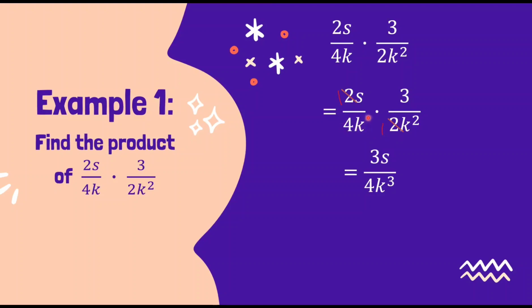So, ito ay may 1. And then, 1 plus 2, we have 3. Kaya siya naging 4k cubed. Okay, now, so take a look at this answer. Is there any common factor between our numerator and denominator? Okay, none. So, since we do not have any common factor between them, that will be our final answer. We have 3s over 4k cubed.